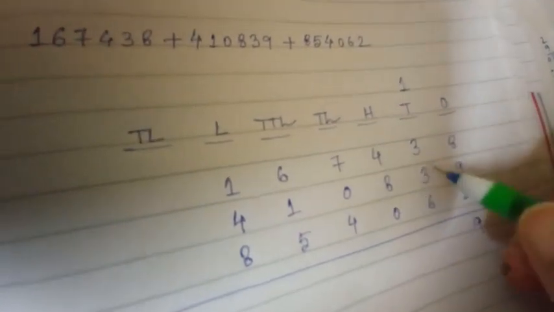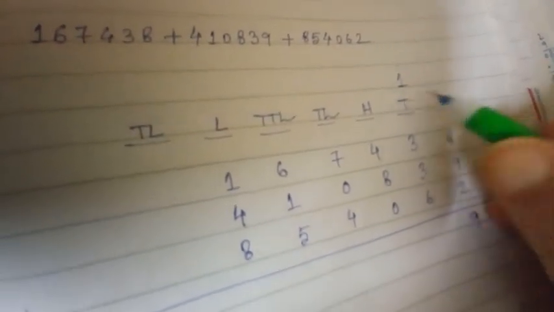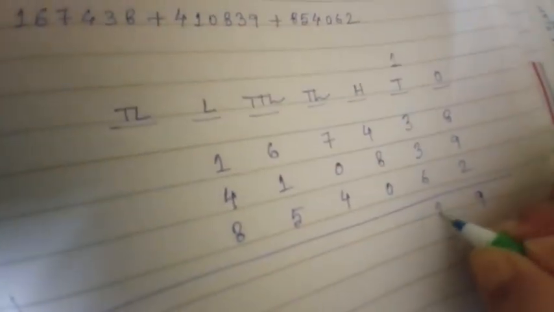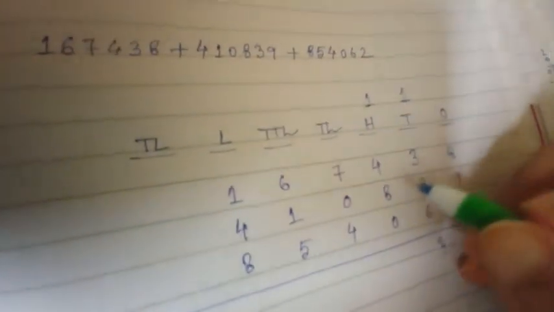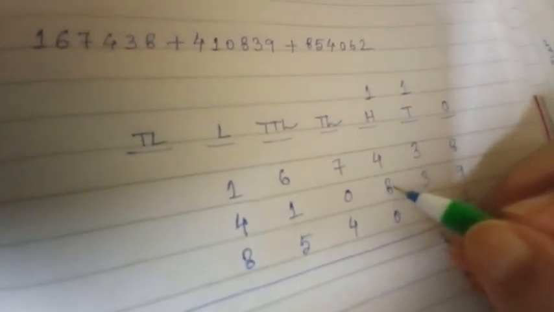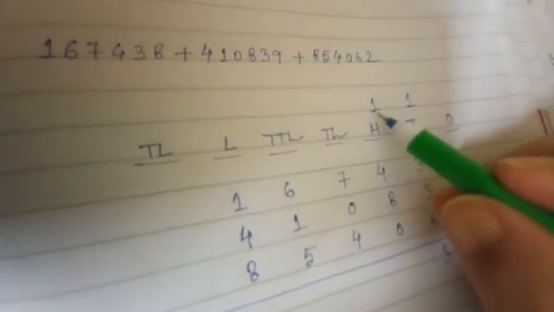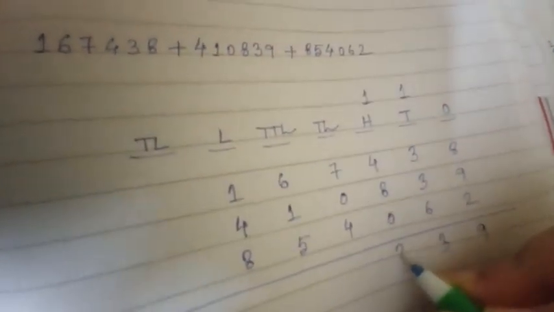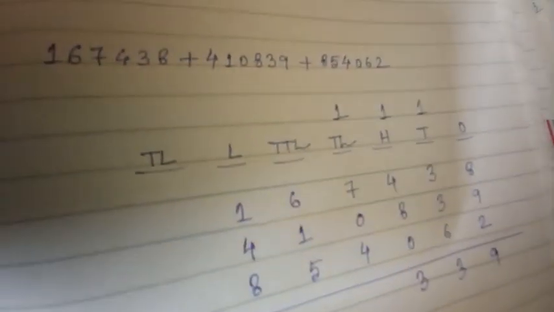Okay. Now 3 plus 3 is 6. 6 plus 6 is 12. 12 plus 1 is 13. So you put 3 here and 1 carry will go to the hundreds place. 8 plus 4 is equal to 12. 12 plus 0 means 12. 12 plus 1 will be 13. So 3 you write here and 1 carry will go to the thousands place.